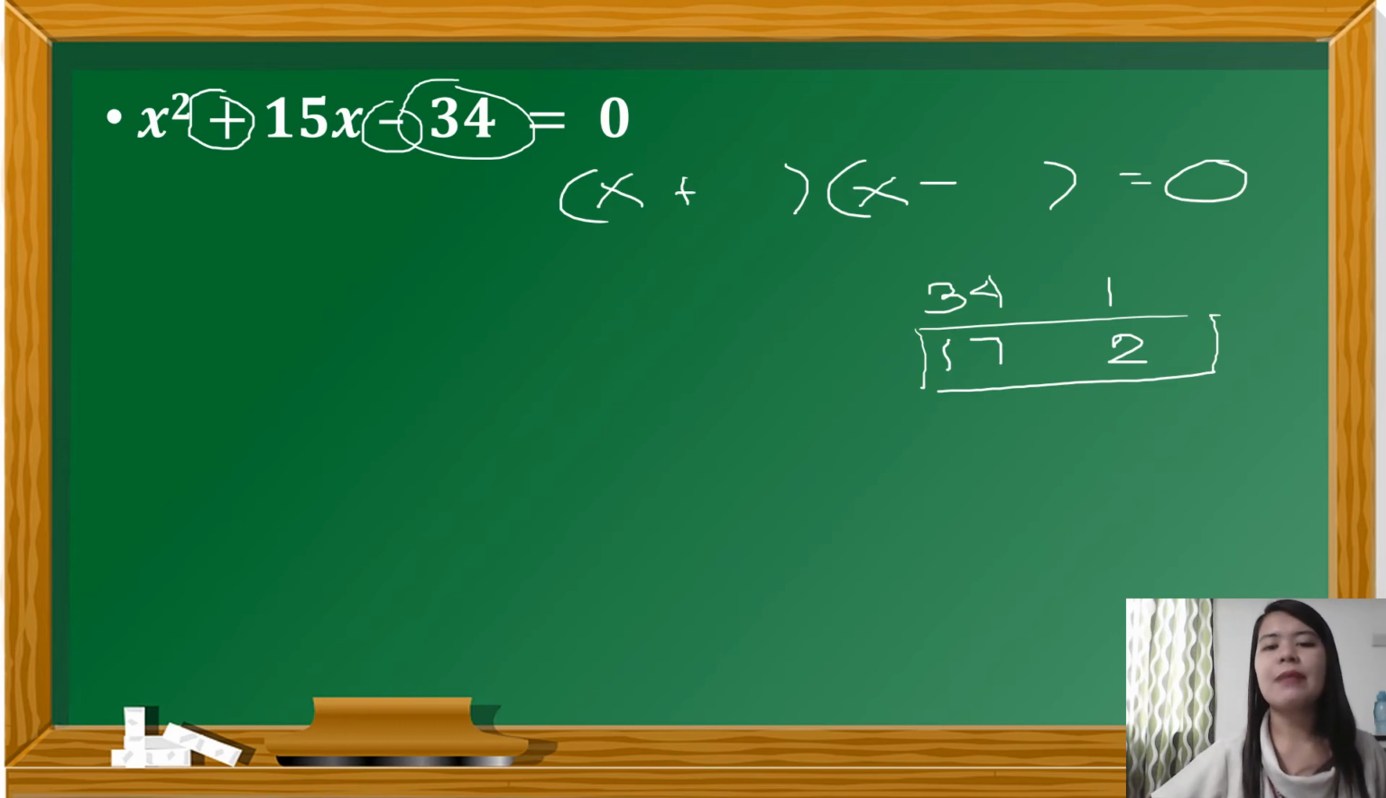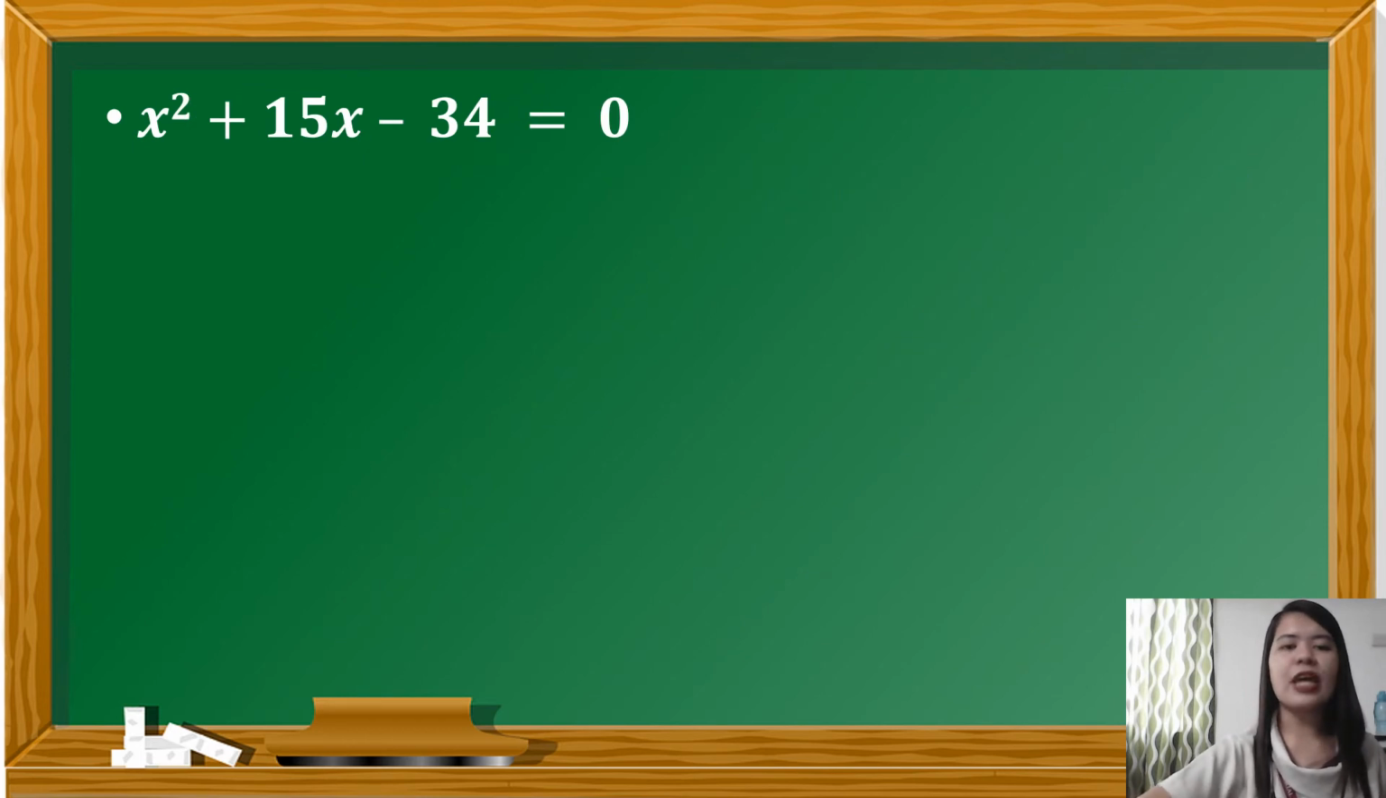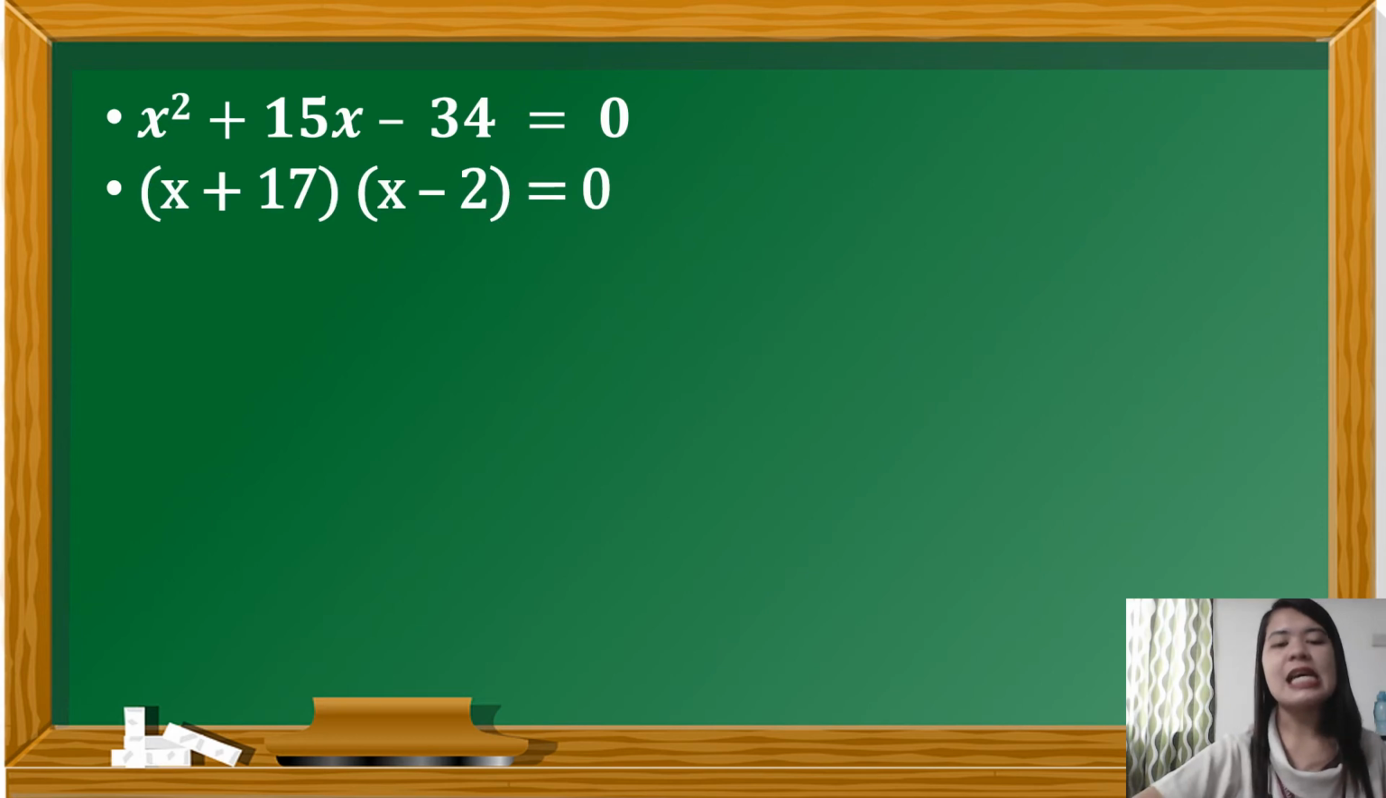Alin naman ang magiging positive at alin ang magiging negative? Since ang sign ng ating middle term na 15 ay positive, kailangan yung mas malaki ay positive. So 17 should be positive, and then 2 will be negative. So the factors of x squared plus 15x minus 34 are x plus 17 and x minus 2.